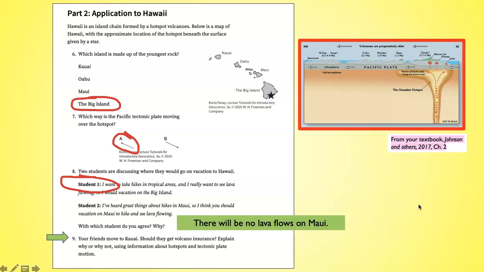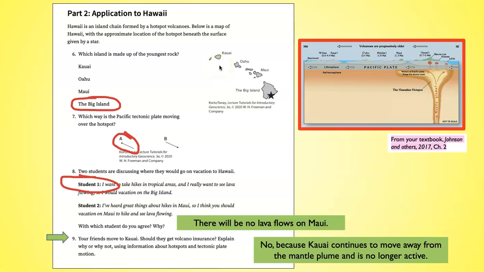You have a friend who moves to Kauai. Should they get volcano insurance? Explain why or why not using information about hotspots and tectonic plate motion. Here's Kauai over here. And Kauai is no longer near the mantle plume. It's been moving away from the mantle plume. The last time it had active volcanism was about 5 million years ago. So Kauai is pretty safe from any volcanic eruptions.